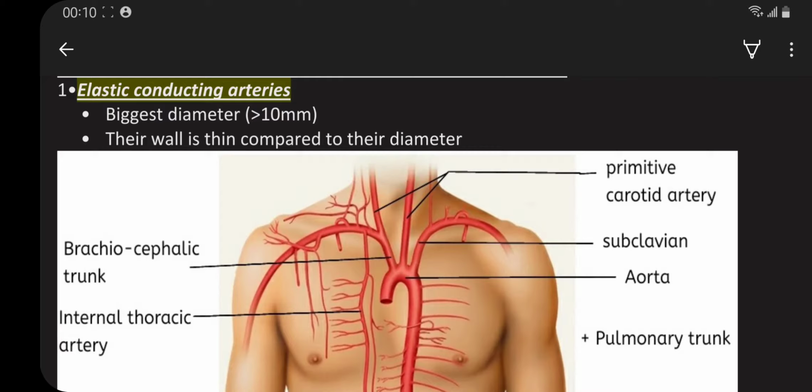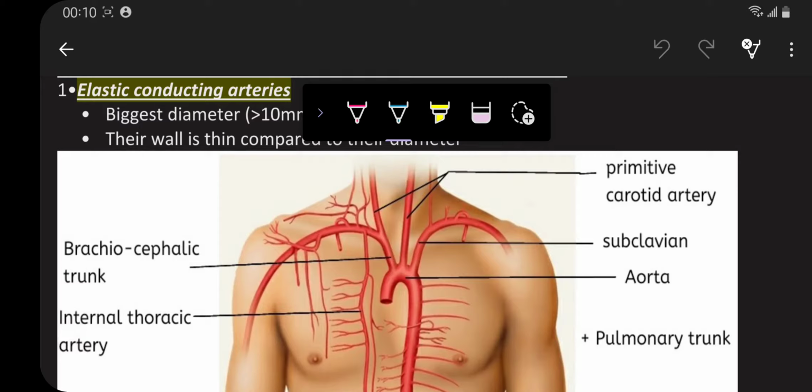Now these arteries are larger in diameter, but their wall is pretty thin compared to the diameter, and we're gonna see later how this is important. If we wanna show their names, we have the aorta, we have the brachiocephalic trunk right here, we have the primitive carotid arteries right here, we have the subclavian artery.